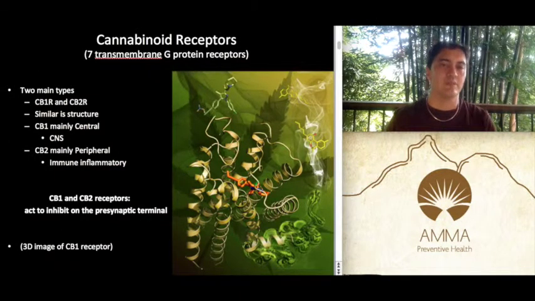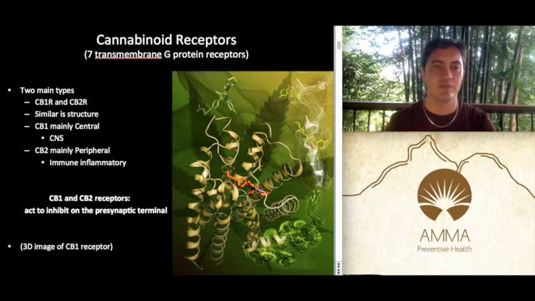Cannabinoid receptors. There are two main types of cannabinoid receptor: cannabinoid receptor 1 and cannabinoid receptor 2, CB1 and CB2. These are similar in structure and are 7 transmembrane G protein receptors. CB1 and CB2 receptors act to inhibit on the presynaptic terminal. Here we have a three-dimensional image of a cannabinoid 1 receptor.